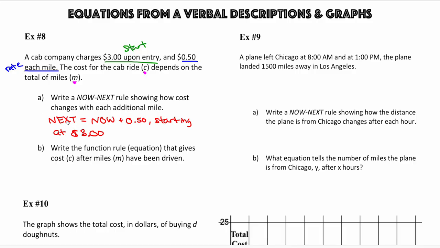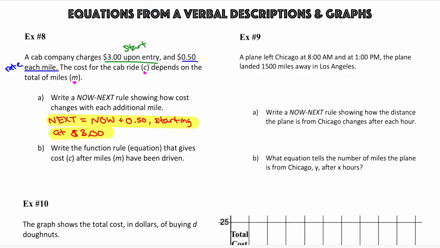So our next mile will cost $3 plus 50 cents. That's $3.50. Then the next mile will be what we have now, $3.50, plus 50 cents, which is $4. The next mile will be $4 plus 50 cents. Then the next will be $4.50 plus 50 cents. That's what the now-next rule does. It tells you how to create the pattern of numbers.